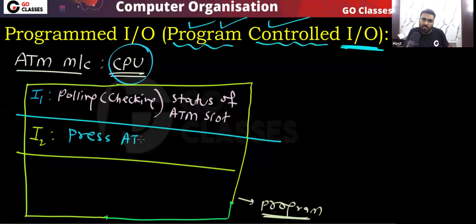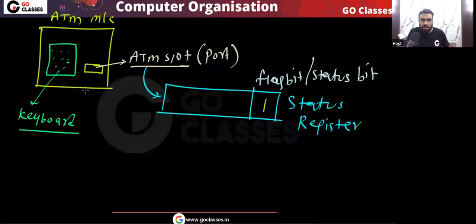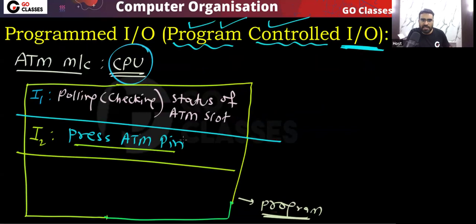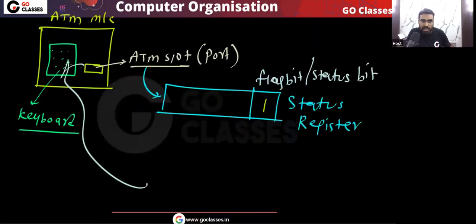Now I2 is press your ATM pin. Insert the ATM pin. Agree? So now the CPU will give attention to the keyboard. Is this clear? Because the next instruction is insert ATM pin. When the CPU sees this instruction, the CPU will give a command to the keyboard. The command will go to the keyboard. The CPU is giving the command to the keyboard.